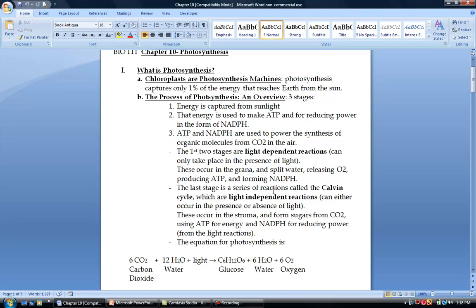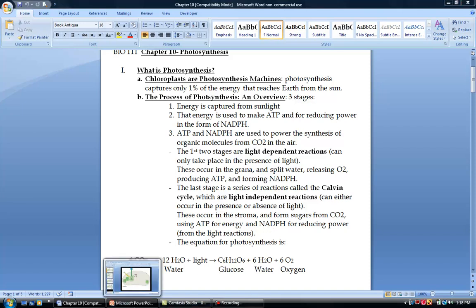Now, the last stage is what's called the Calvin cycle, and those are called light-independent reactions or the dark reactions, and that's because those don't have to happen in sunlight. They can, but they don't need sunlight at all. They're going to occur in what's called the stroma, and they're going to make sugars, like we were saying, from CO2, and they're going to use the ATP that the first set of reactions make, and they're also going to use that NADPH to do that.